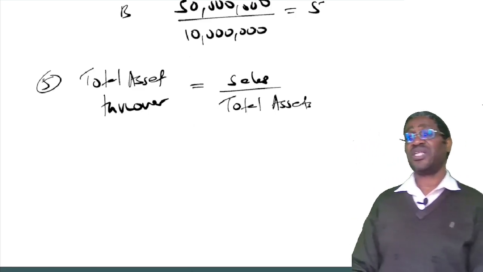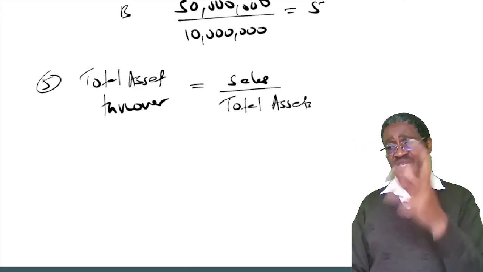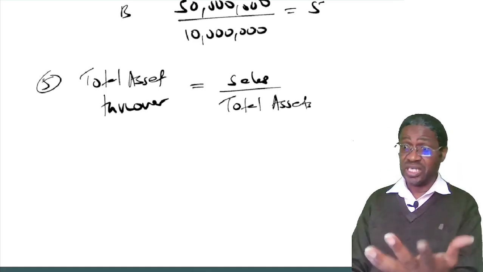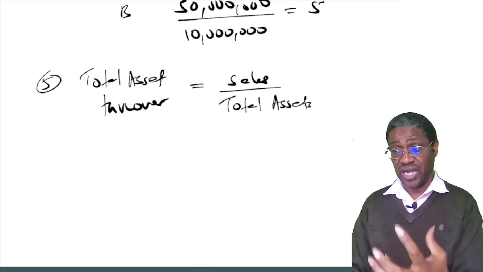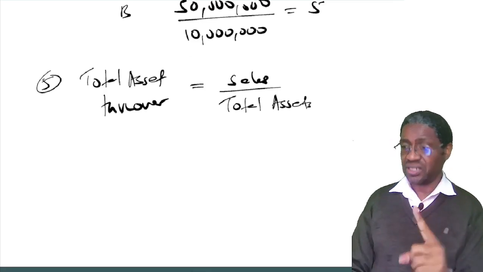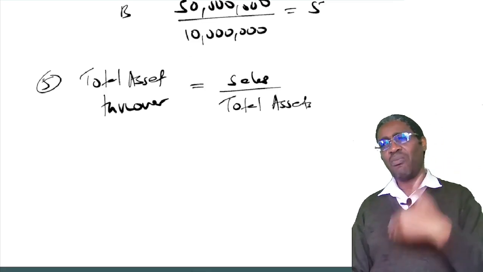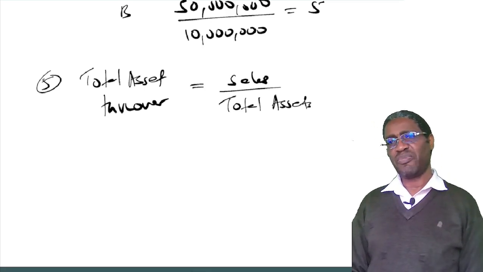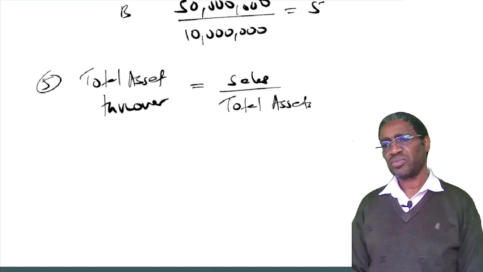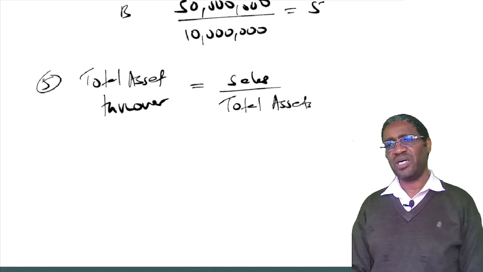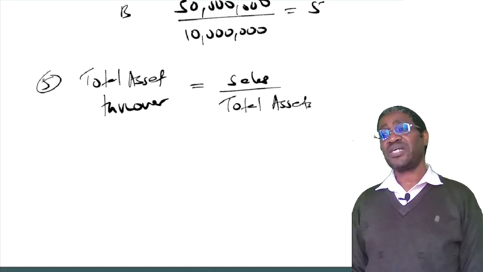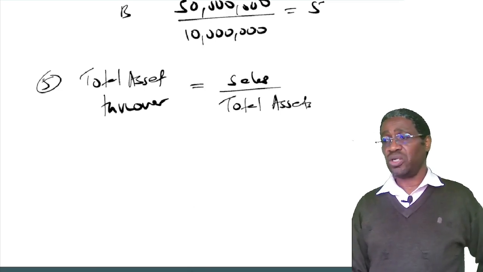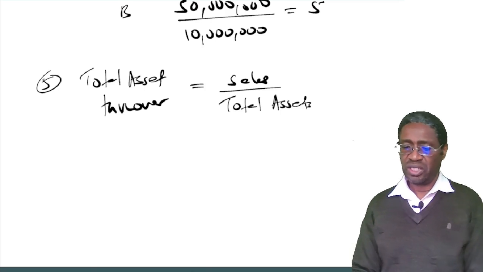Having interpreted total assets, the same implication as fixed assets applies. For every shilling you are investing in your business as an asset, not as a fixed asset but as an asset, how much are you able to generate as sales? That's the interpretation of that ratio. Copy that formula. 5, total assets turnover equals sales divided by total assets.